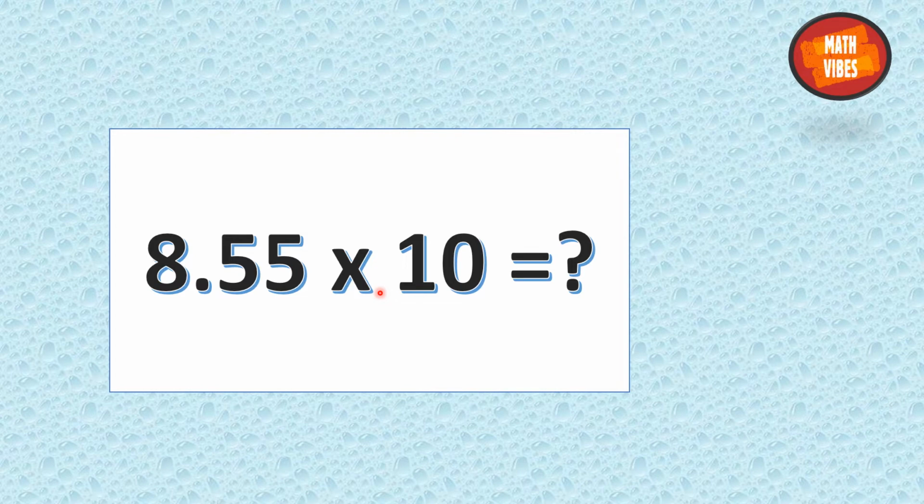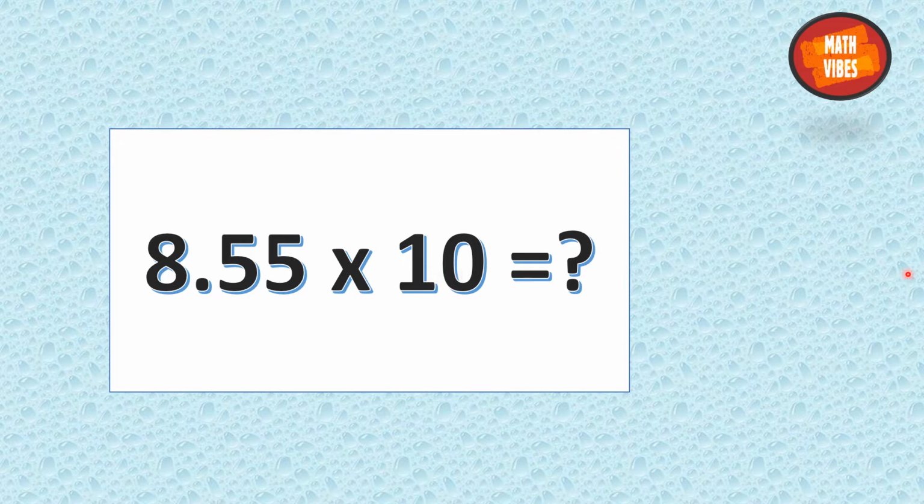Now how many places will it be shifted? That will depend upon the number of zeros. Here we have 10 and 10 has only one zero. So the decimal will be shifted by one place. When we multiply with 100, that is two zeros, the decimal will be shifted two places. When we multiply by 1000, that is three zeros, the decimal will be shifted three places.